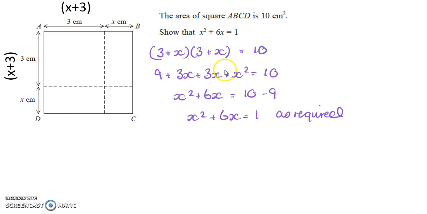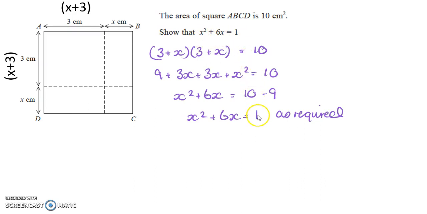And I'm looking at this, and they've got a 1 in the final expression that they want. So how am I going to get a 1 from the 10 that I've got here and the 9 that came out of expanding the brackets? If I move this 9 across the equation, it becomes a minus 9. So we've got 10 take away 9, which will give us the 1, and then we've got the answer in the format that they want. It's all about rearranging your expression to try and match what they've shown you at the start of the question.